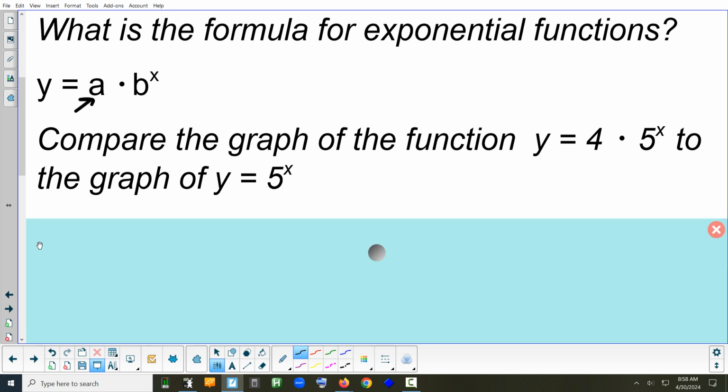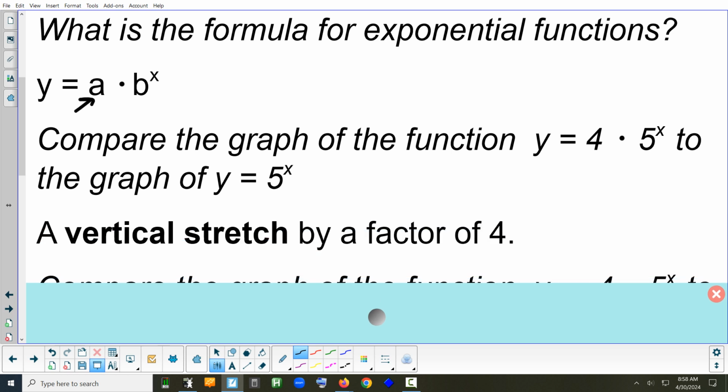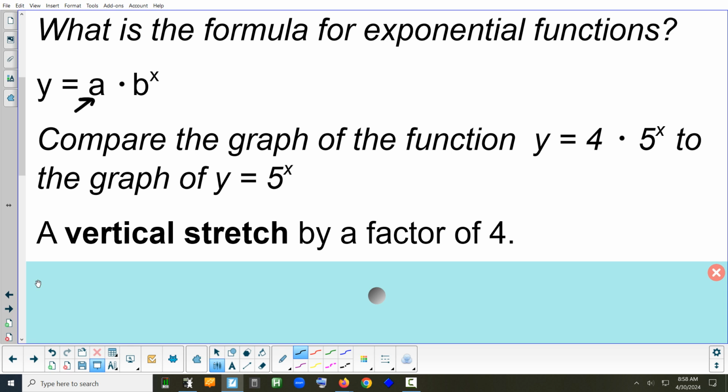All right, it's a kind of a review question. How would you write down how the graph of 4 times 5 to the x compares to just 5 to the x? If you had to write down how those two graphs compare. Vertical stretch by a factor of 4. Yep, vertical stretch by a factor of 4. Perfect.